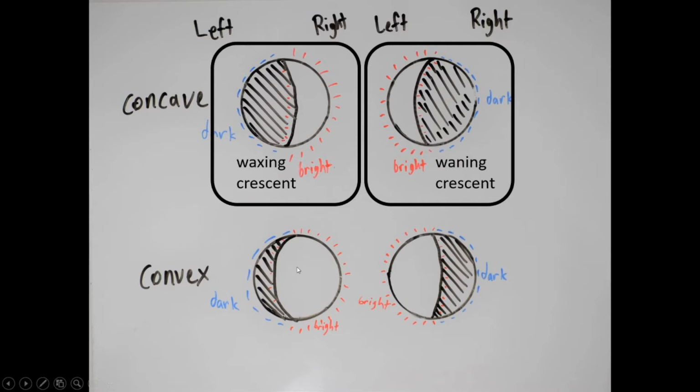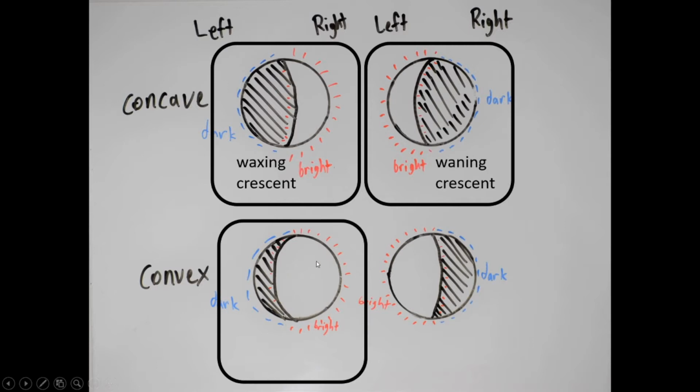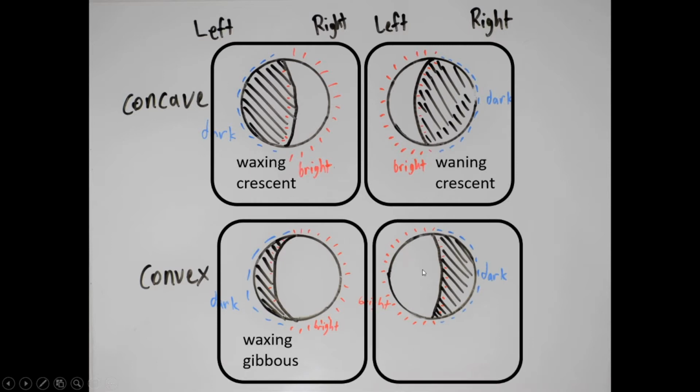Now let's look at this one. Its left side is dark, its right side is bright, and it has a convex shape. So it's a waxing gibbous. And then finally, another convex shape. Left side is bright, right side is dark, therefore it is a waning gibbous.